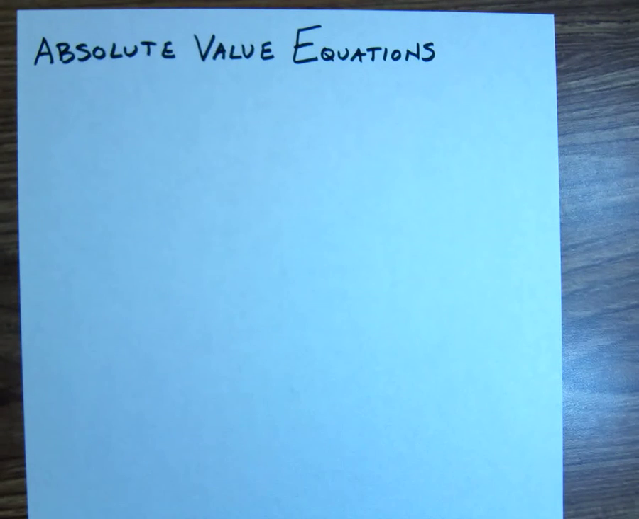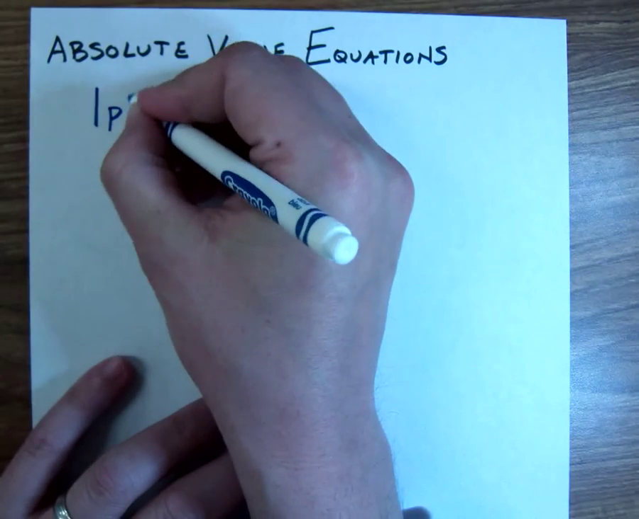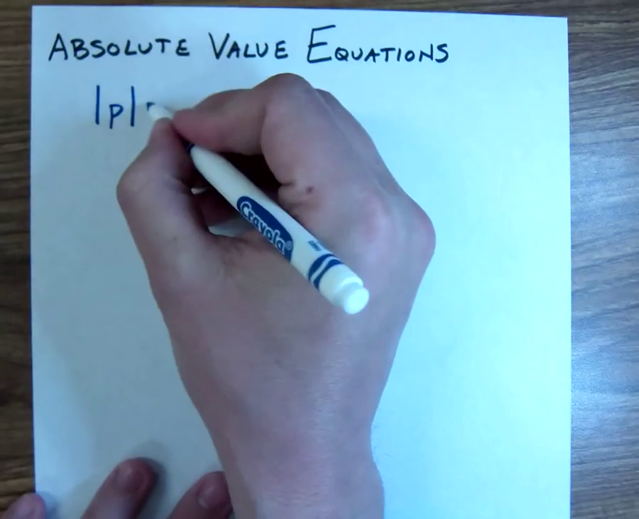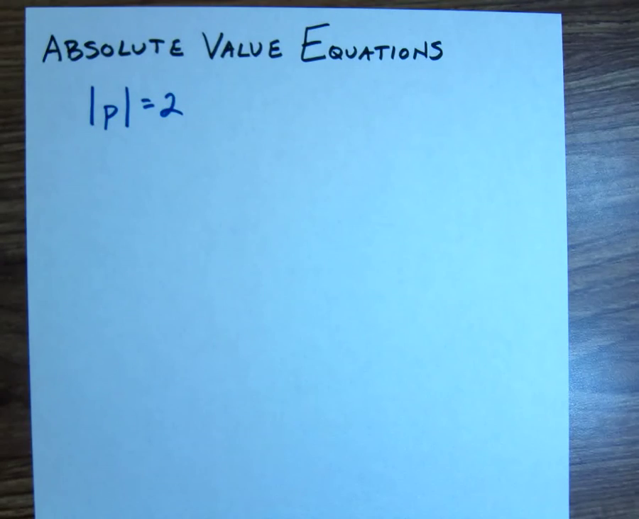Okay, let's talk about absolute value equations. And to do this, the first question we need to ask ourselves is, what is absolute value? Absolute value are lines that look like this. Those vertical lines are absolute value lines. The question that we are asking in this problem is, what number, when I take the absolute value of it, would give me 2? And in order to answer that question, we have to know what absolute value means.